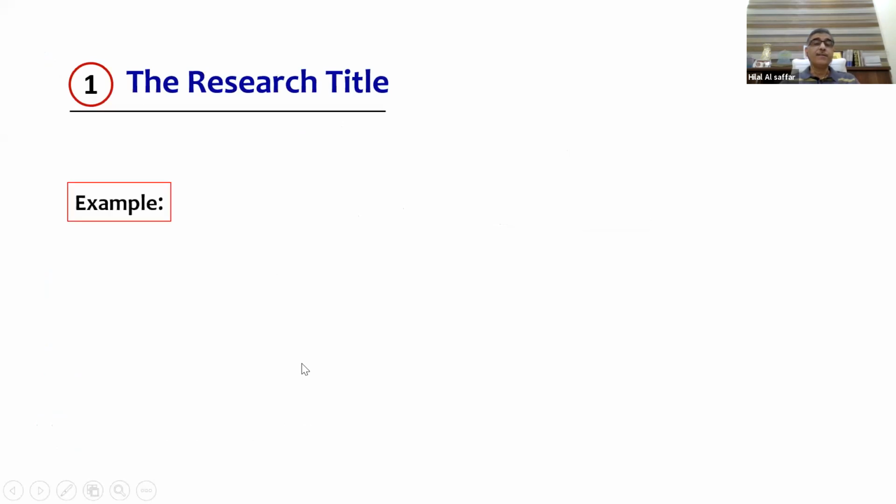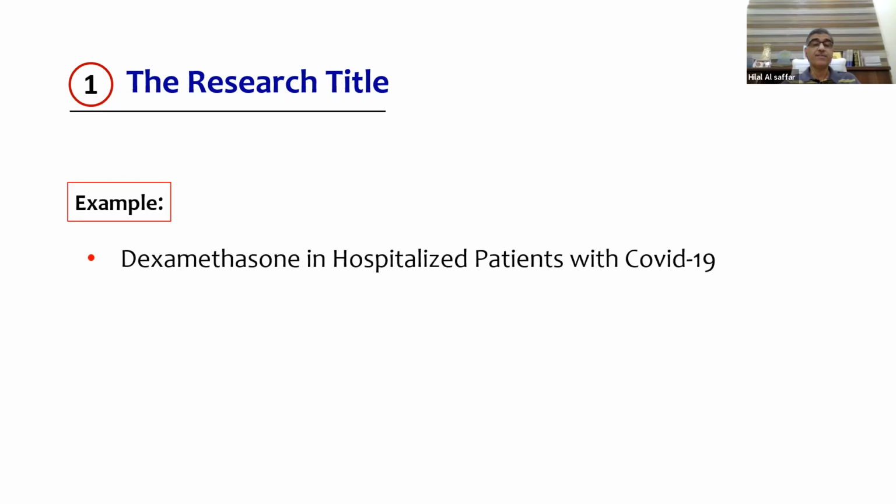Research title, I will not talk about it so much. It is very simple. It is just a name to denote a research, for example, dexamethasone in hospitalized patients with COVID-19. Of course, we will hear the title in two different settings. The first is when we are aiming to write a research protocol. The second is when we write an article to be published in a medical journal. And I will talk about this in the fifth module, inshallah.